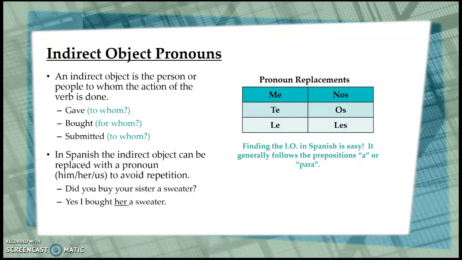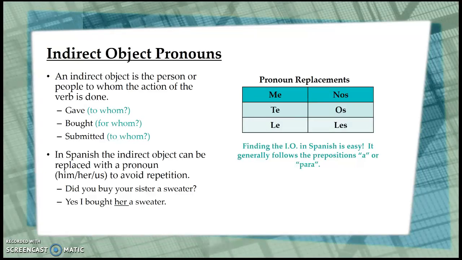In Spanish, the indirect object can be replaced with a pronoun, such as him, her, or us, to avoid repetition. Did you buy your sister a sweater? Yes, I bought her a sweater. In order to avoid saying my sister, your sister over and over, we're going to turn the word sister into a pronoun, which is her.